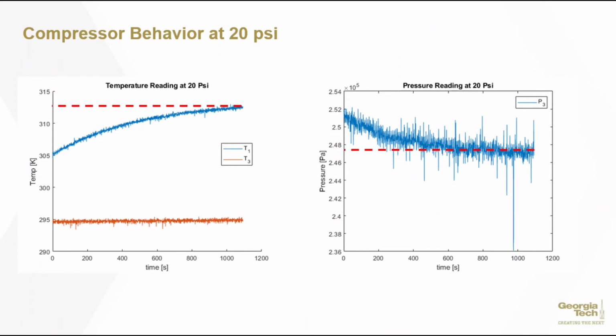Below is data for the compressor and vortex tube at 20 psi. The temperature exiting the compressor takes a long time to approach a steady state value. It appears to be 312.6 Kelvin, but this reading does not appear to be relatively stable for the entire 18-minute run. Pressure exiting the vortex tube takes a moderately long time to reach steady state, at around 11 minutes, to stabilize at 247 kilopascals, providing some confidence to that value.